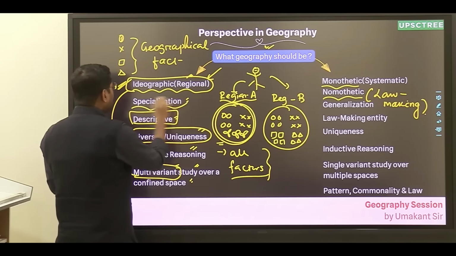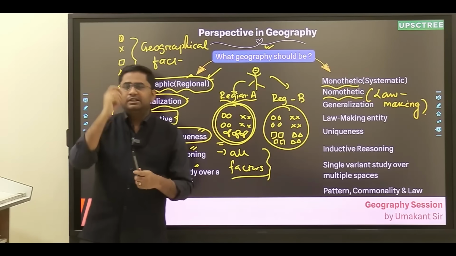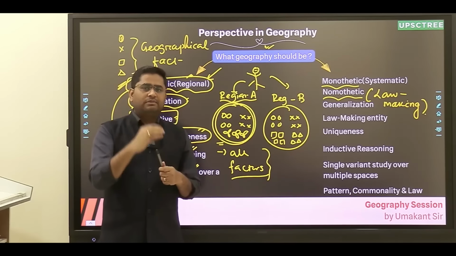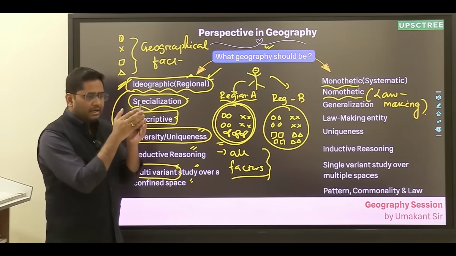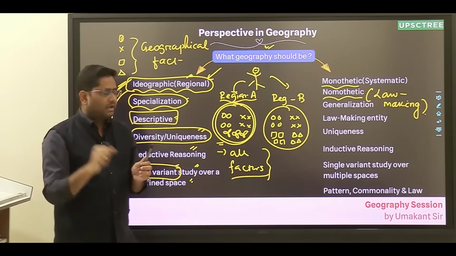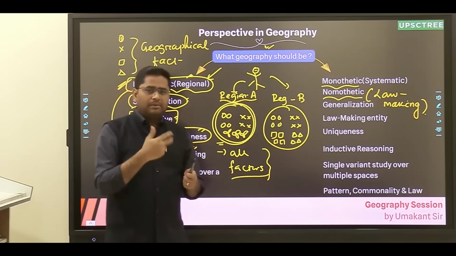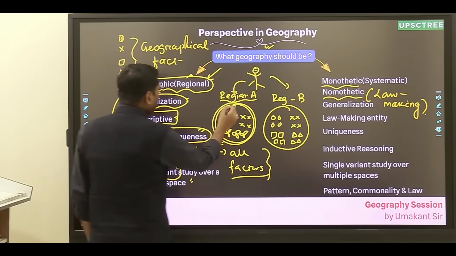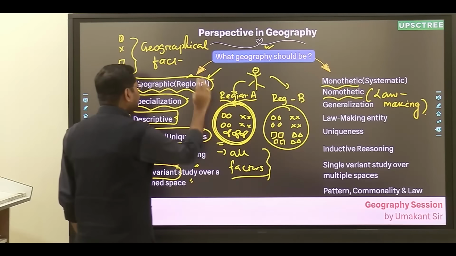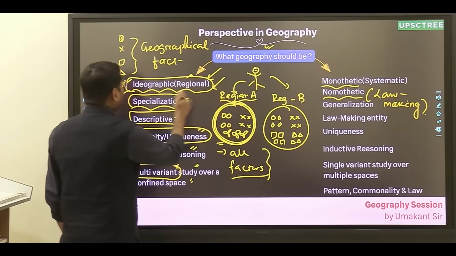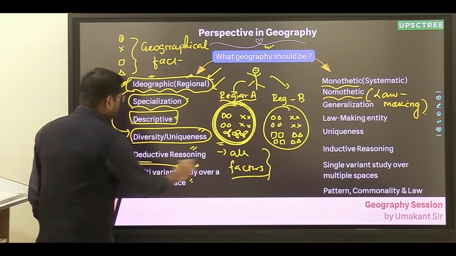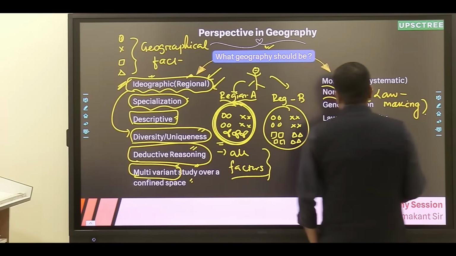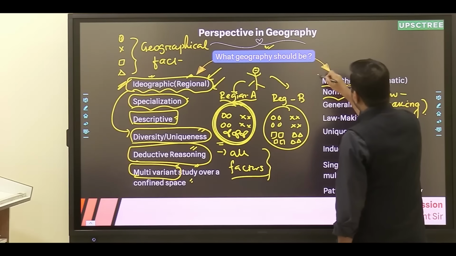So I go to a region and I study the specifics of a region, I study the uniqueness of a region, I study the diversity of that region, and I study almost all the geographical facts of that region. And when I say geographical facts, it can be a physical geographical fact, it can be a human geographical fact. Okay, the way I told you, right? It can be soil, climate, vegetation, culture, economy, polity, everything. But my focus is only on that particular region and what makes it unique. Then that understanding of geography is idiographic geography. Okay, and we use what? Deductive reasoning over here.